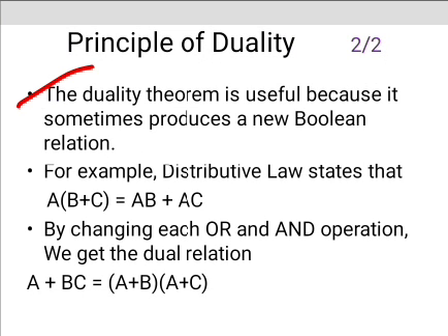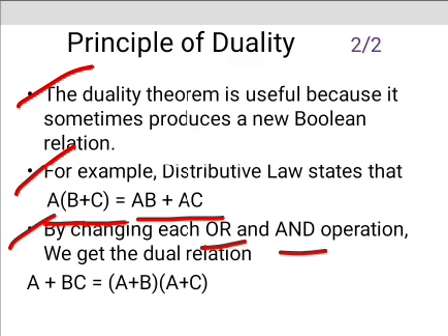Next, the duality theorem is useful because it sometimes produces a new Boolean relation. For example, the distributive law states that A into B plus C equals AB plus AC. By changing each or sign and and sign, we get the dual relation. That means A plus BC equals A plus B into A plus C.